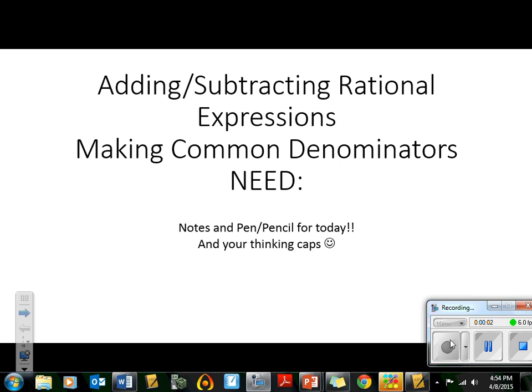Hello, Algebra 2 folks, and welcome to Adding and Subtracting Rational Expressions. But the kicker is we have to make common denominators. All right, remember, I said it's going to get a little tricky, especially with all those x's. So you need your thinking cap, you need a pencil, and you need to take good notes.